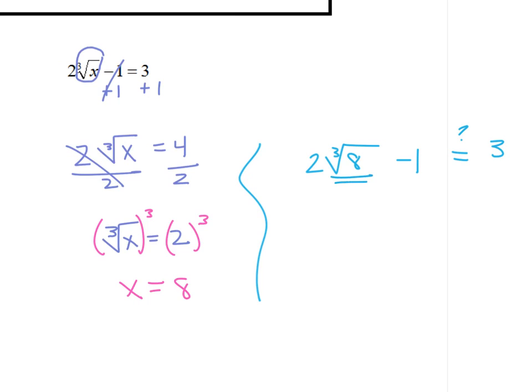So the cube root of 8 is 2. So I have 2 times 2 minus 1. 2 times 2 is 4 minus 1, which is 3, equal to 3, so it worked out. So x does equal 8.